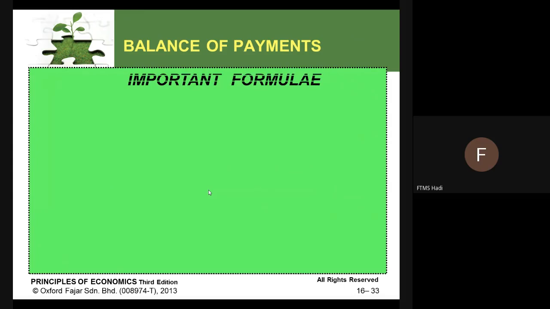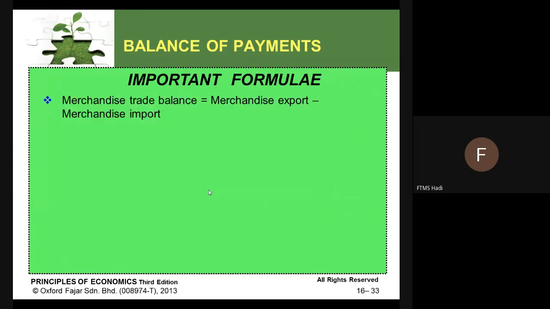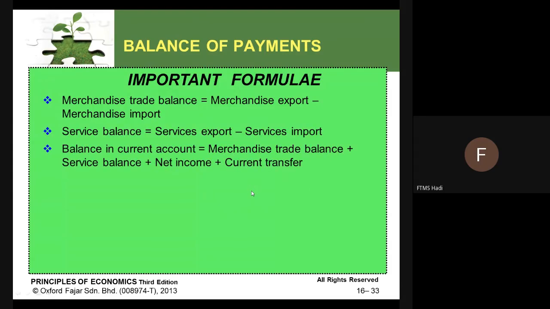So there are important formulas for balance of payment. Merchandise trade balance is export minus import, because export is money in and import is money out. Service balance means service export minus service import. Balance in current account is merchandise trade balance plus service balance plus net income plus current transfer.